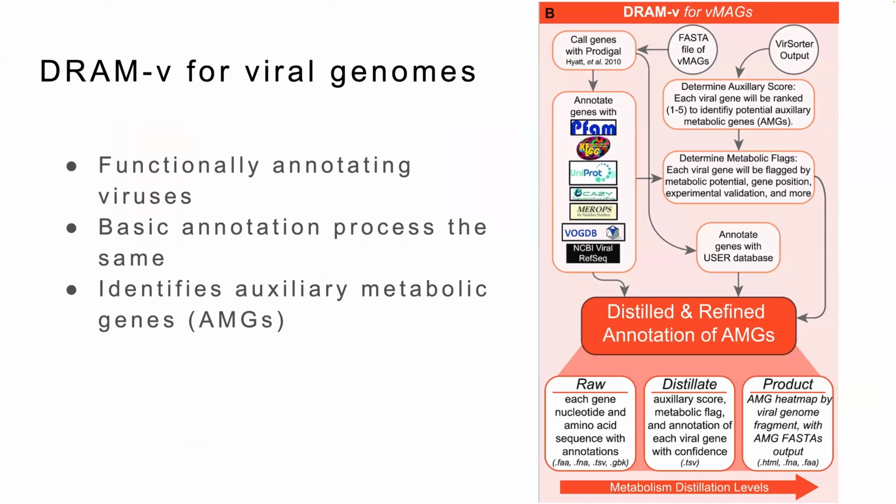I know I threw this in last night, I know there are viral people in the room. DRAM-V is for viruses, and it has much of the same annotation pipeline, but it also has prediction of auxiliary metabolic genes. And that is also running in KBase. I just wanted to flag it; this is more focused on MAGs, but if you're interested in viruses, I can talk to you about DRAM-V.